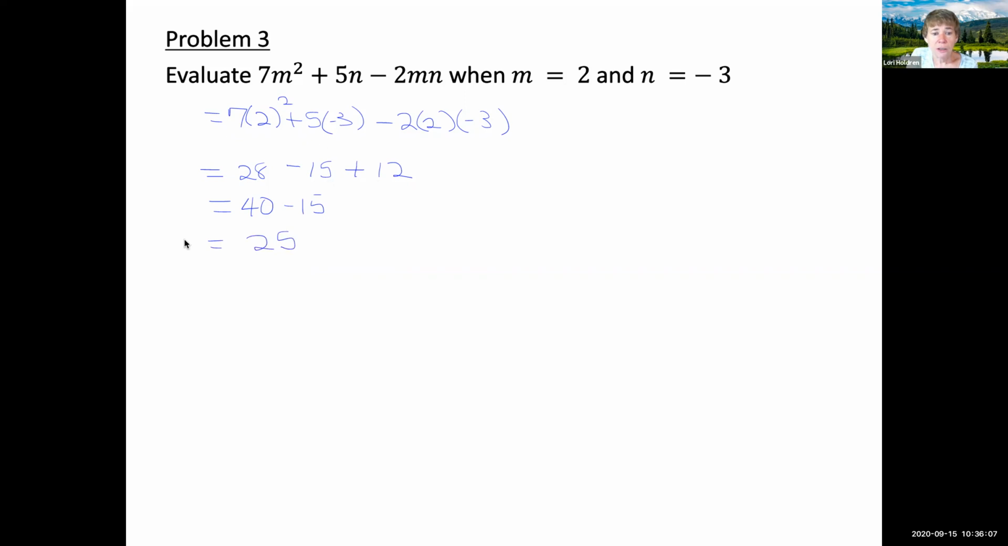I can double check this with my calculator to make sure that it's correct. The calculator only knows what you type in, so be careful when you're typing it in, that you type it in exactly as you see it, and it should verify your work.